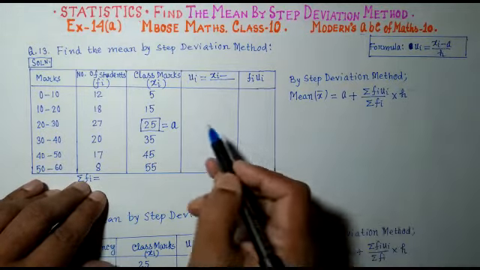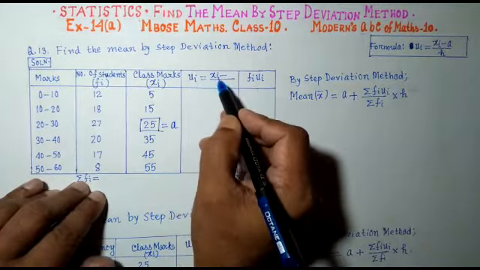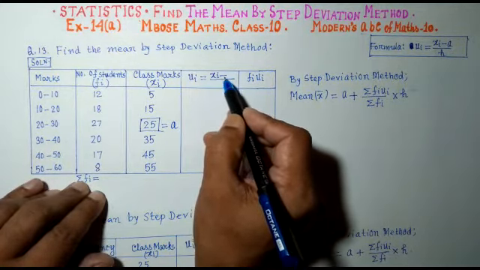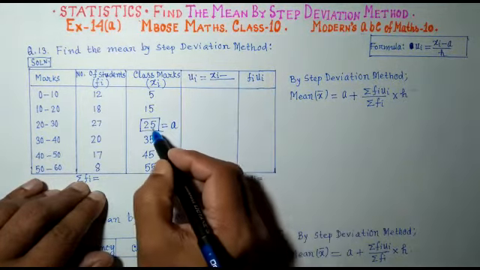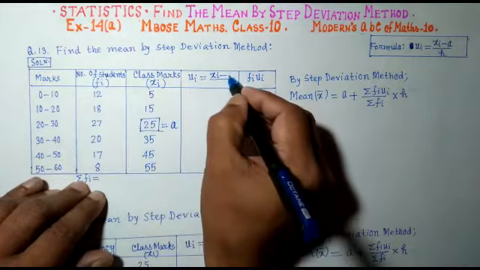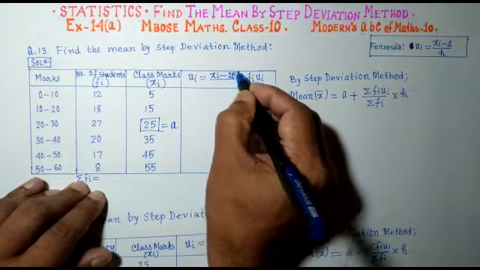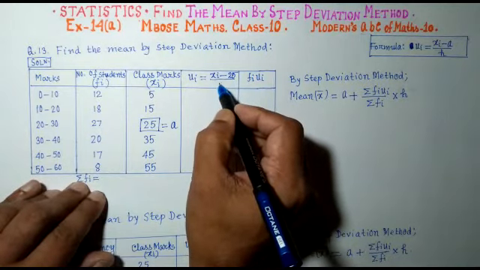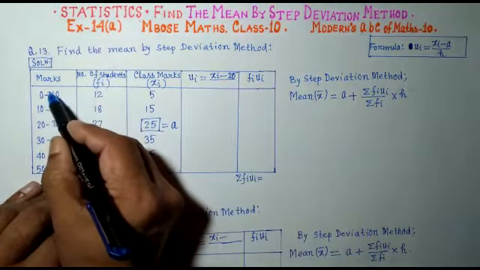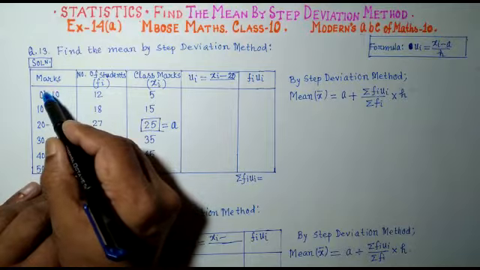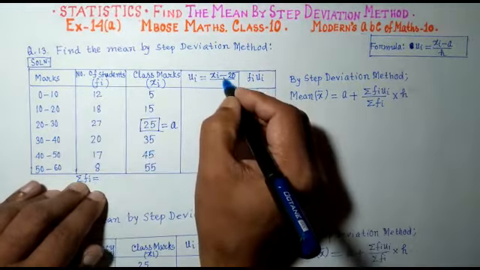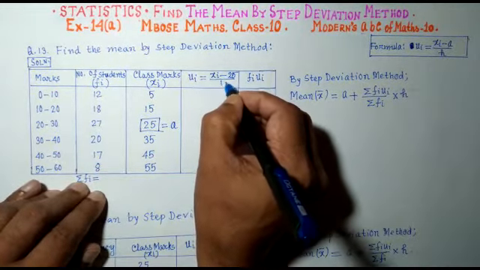So here is the column for ui, which is xi minus A, by s. What is the value of A in this sum? We have taken A as 25, so 25 here, by s. S is the class size. We explained here 10 minus 0 is 10, that is the class size s. So we write 10 here.